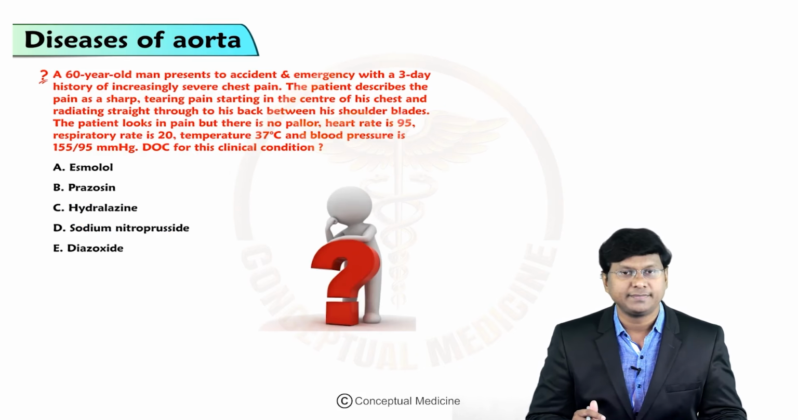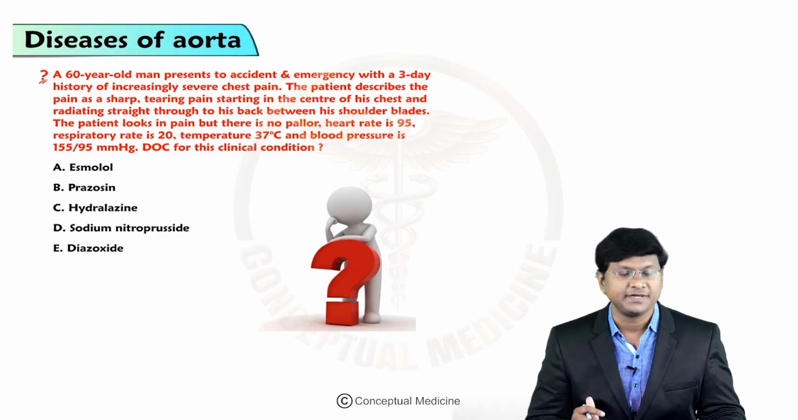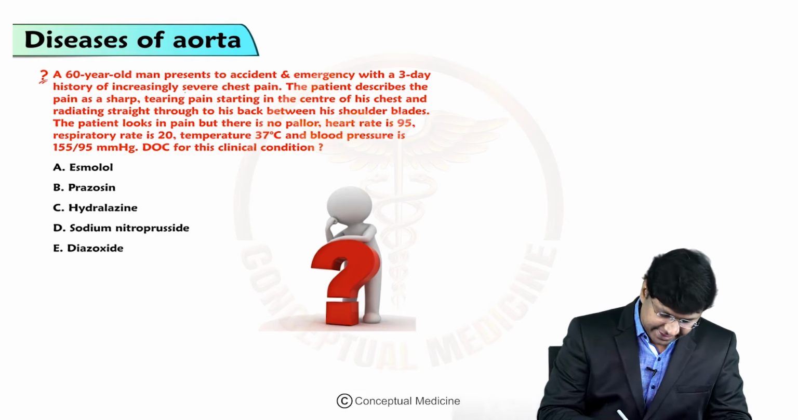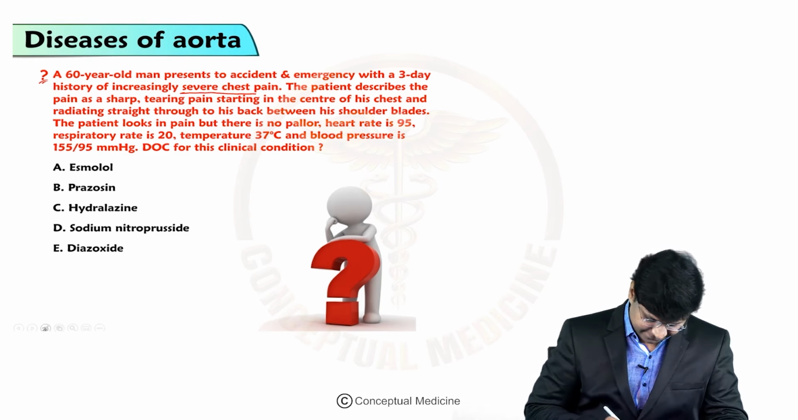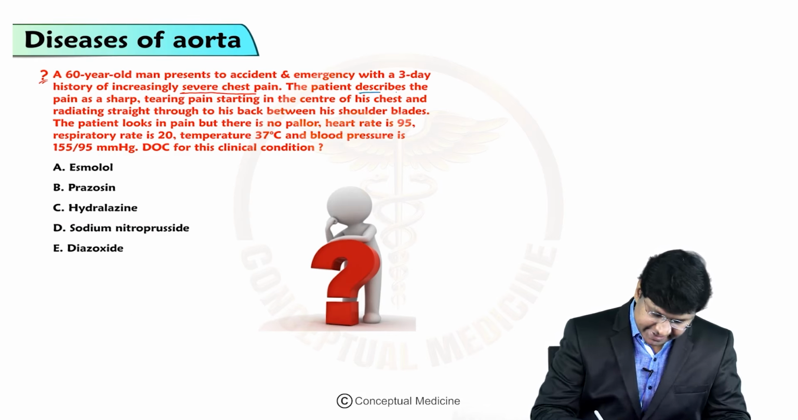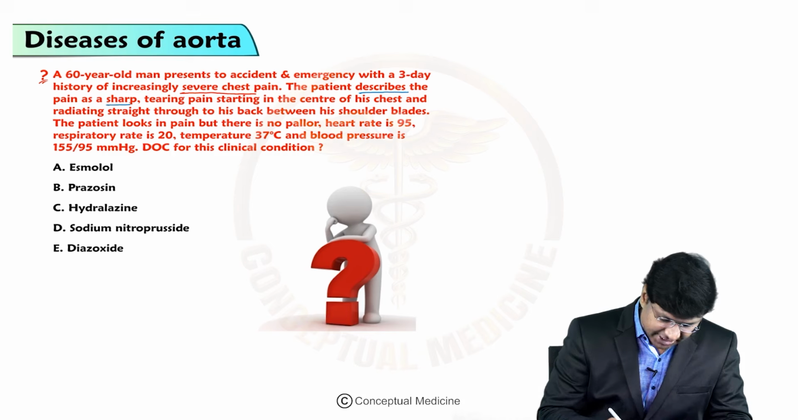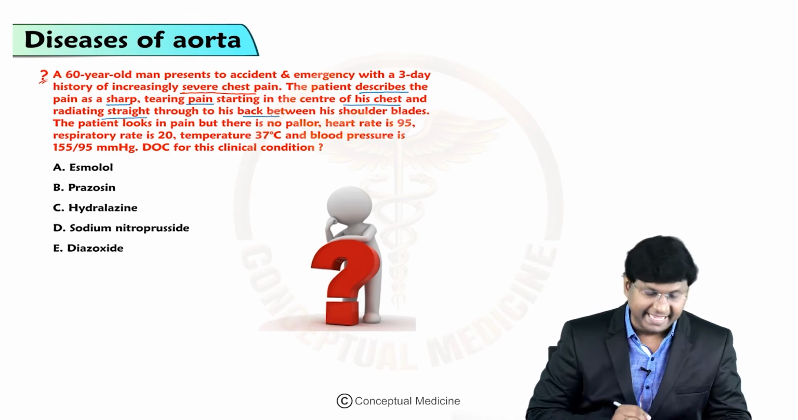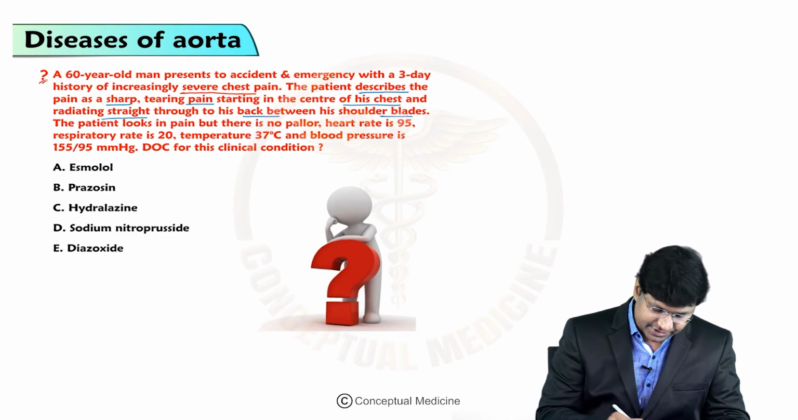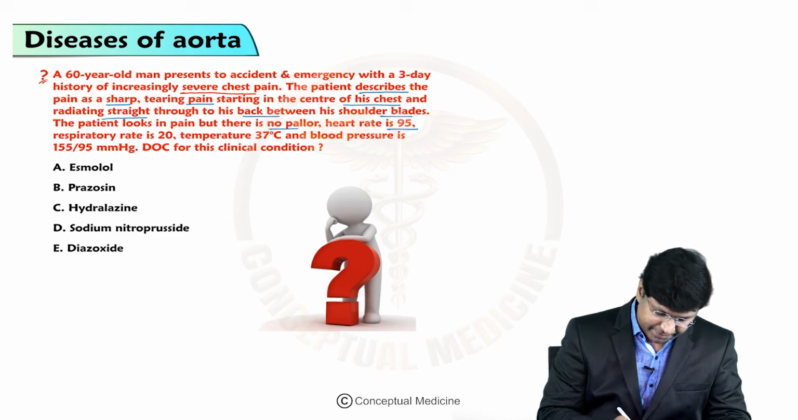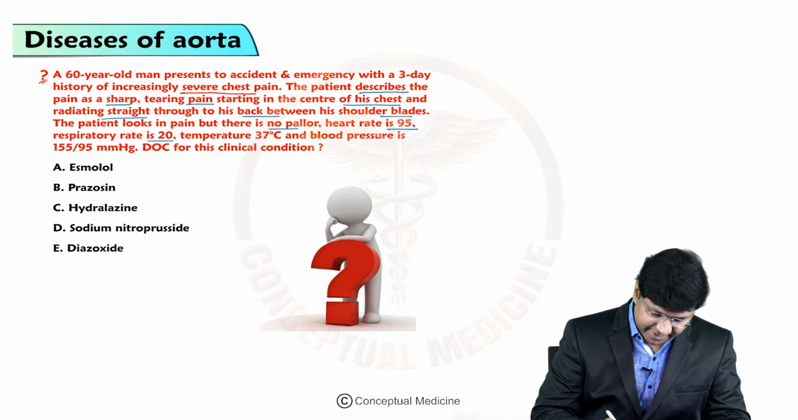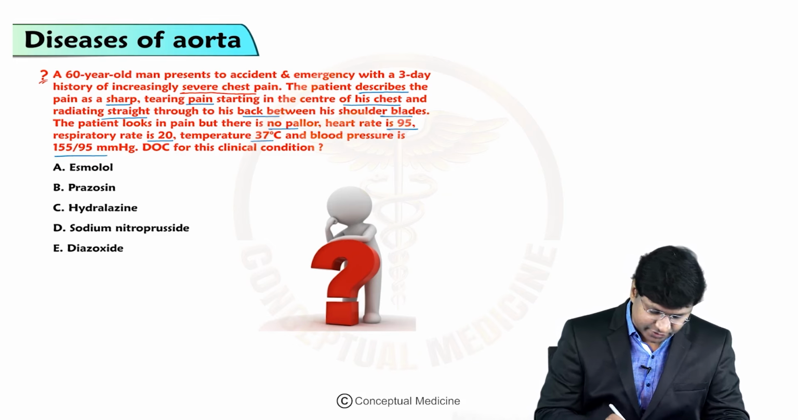A 60-year-old man presents to the accident and emergency department with a 3-day history of increasingly severe chest pain. The patient describes the pain as a sharp, tearing pain starting in the center of his chest and radiating straight through to his back between the shoulder blades. The patient looks in pain, but there is no pallor. Heart rate is 95 per minute. Respiratory rate is 20 per minute. Temperature is 37 degrees centigrade. Blood pressure is 155 by 95 millimeters of mercury.